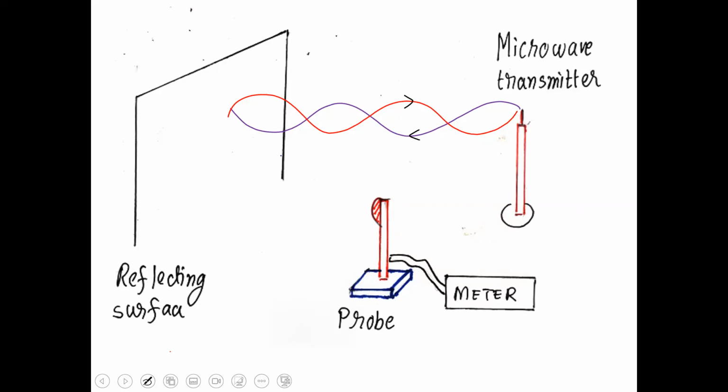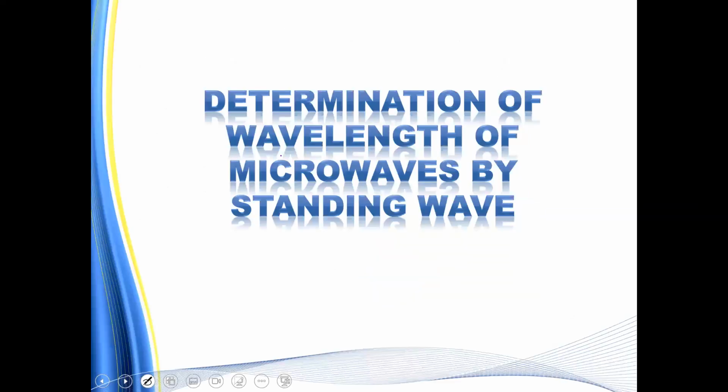This is our starting topic for today, and we have launched a transmitter. The transmitter will send a signal to the reflecting surface. The signal bounces back and comes back. When the signal comes back, it superimposes with itself, and this is called a stationary wave. Now, how do we determine the wavelength from the standing wave?